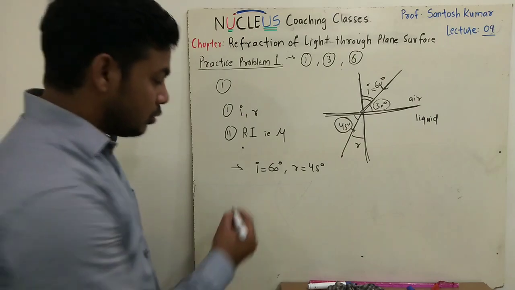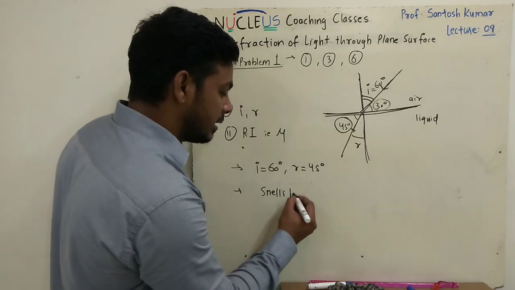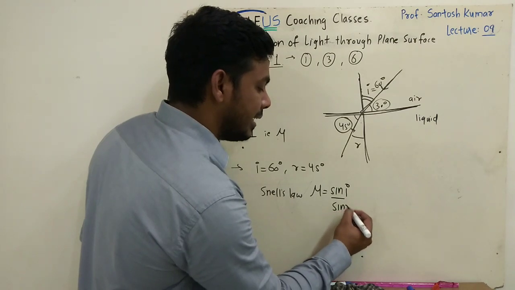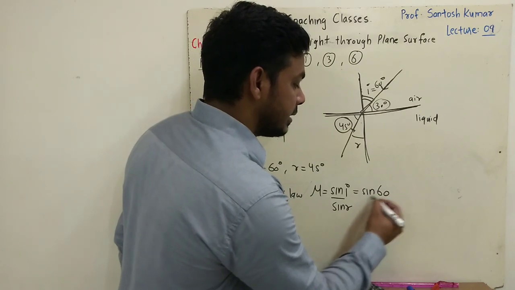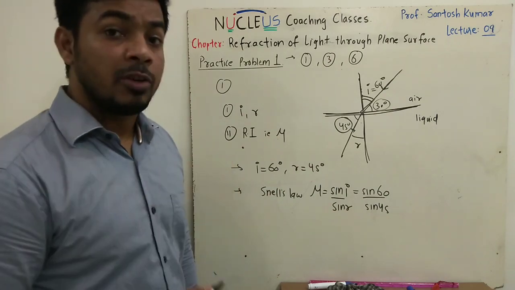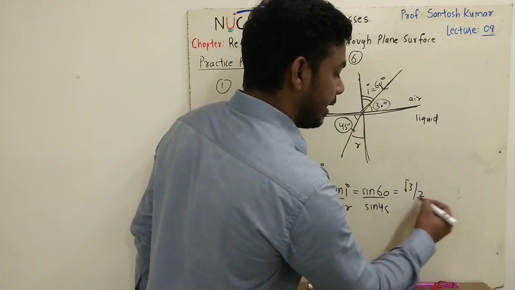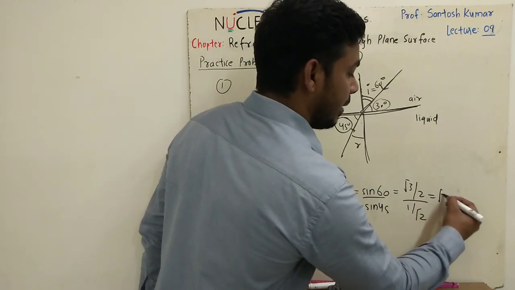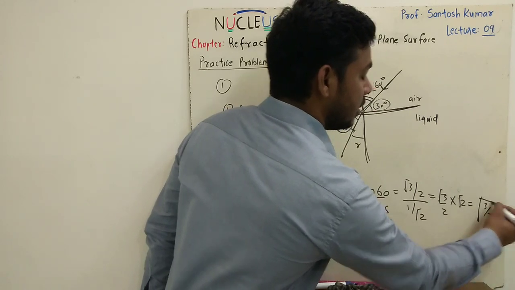To get the refractive index of liquid, we can use Snell's law, where we write mu equal to sin i by sin r. Now we know the value of i and r, so this can be written as sin 60 upon sin 45. Since these are standard angles, you must be aware of the values. Sin 60 is root 3 by 2, and sin 45 is 1 by root 2. By solving these two values, I get the final answer as root 3 by 2.